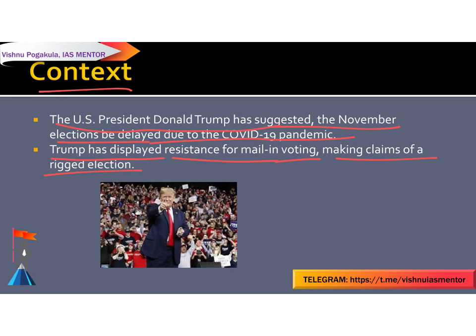Trump has displayed resistance to mail-in voting, making claims of a rigged election. He was completely against mail-in voting. What he implied is that mail-in voting would allow election fraud to occur on a widespread scale across the United States, without offering any evidence.